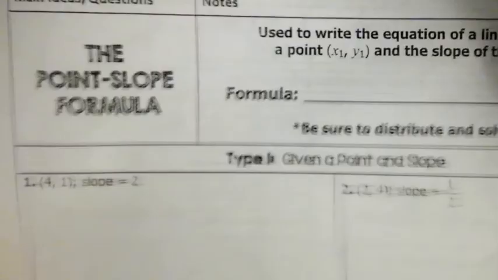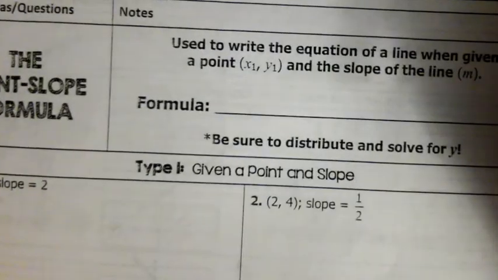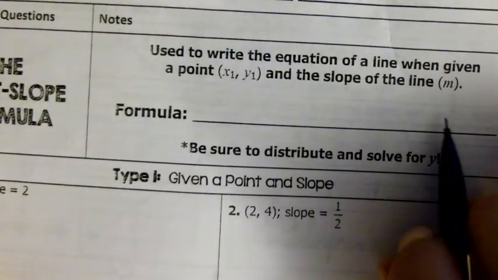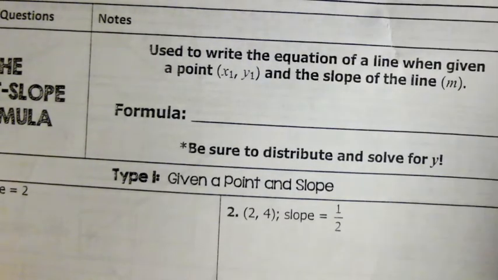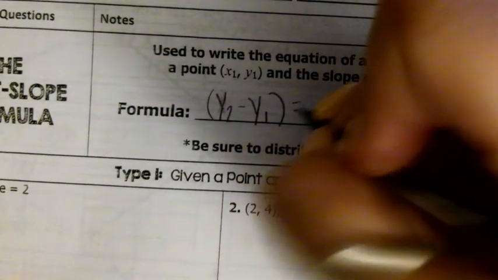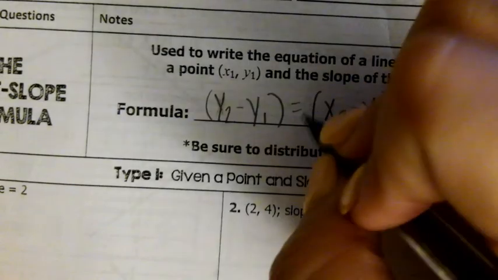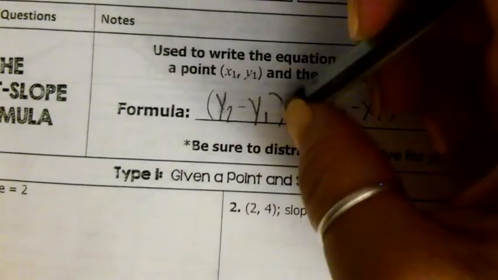Because I'm going to the last section of the notes for today, and it is the point-slope formula. When you think of point-slope formula, we're given a point and we're given a slope, and we need to plug those in to write an equation. So we have y2 minus y1 is equal to x2 minus x1, and there's supposed to be an m in between there, I'm sorry.